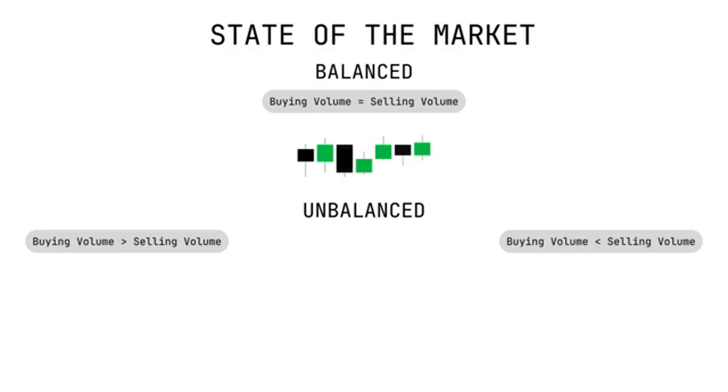The second type is the unbalanced state, which is more typical for any market. This occurs when the buy volume is greater than the sell volume, and the price rises, or when the sell volume is greater than the buy volume, and the price falls. We have sorted this out.